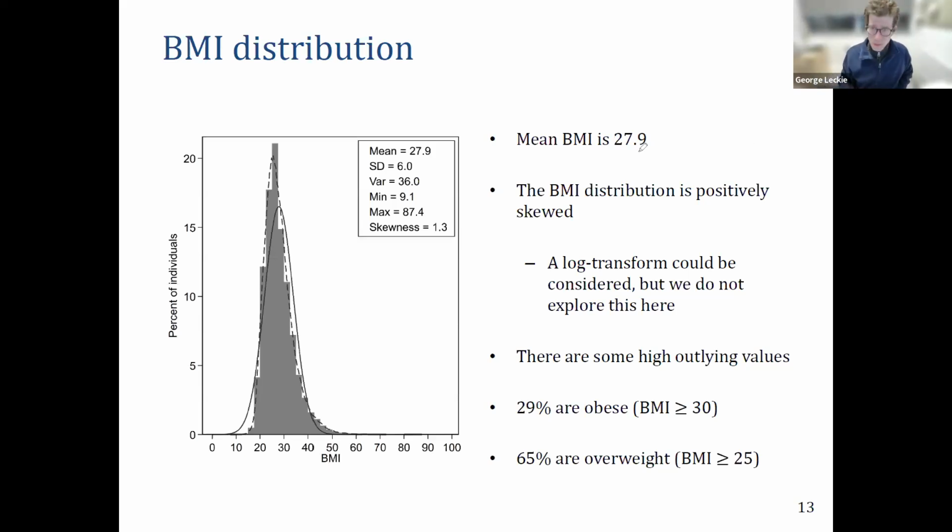So the mean BMI is 27.9. Remember, 25 is overweight, 30 is obese, so this is 28 really. And it's an American sample rather than European, so there's perhaps a higher prevalence of obesity, 29% in these data, and with 65% overweight.